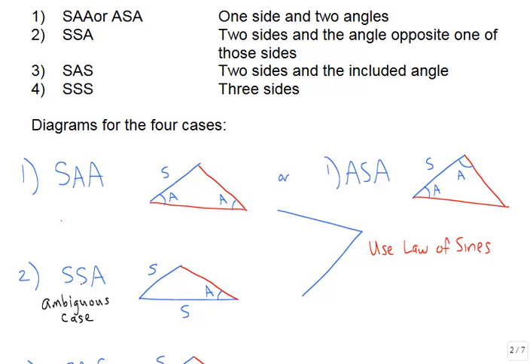Another possibility is side-side-angle. So here you know these 2 blue sides, and you know one of the angles that's across from one of the sides. Now these 2 cases, case 1 and case 2, where you either know 2 angles and one side or 1 angle and 2 sides, are the cases where we're going to use the law of sines. This second case, and we will explore this in just a minute, is called the ambiguous case, because sometimes it leads to more than one possible triangle existing for this situation. In the cases up here, you would only have one possible triangle.